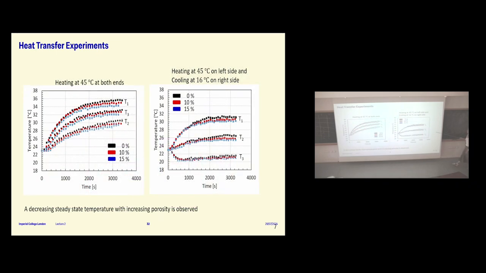We've got these results here. T2 is the middle bit here, so it hasn't heated up yet when it's 45 degrees at both ends. The colors are different porosities: chocolates at 0, 10, 15. And then on this side, we have the second test where we had cooling on the other side, about 16 degrees here. These are the sort of measurements that we get. You can see that by putting pores in, you have a lower steady state. As you would imagine, by putting pores in, you're making more insulation in the material. This is why foams are good at insulation. So this is what you would expect.